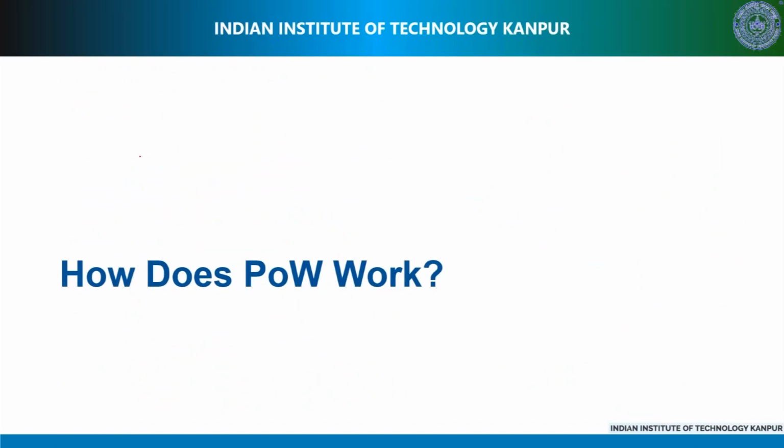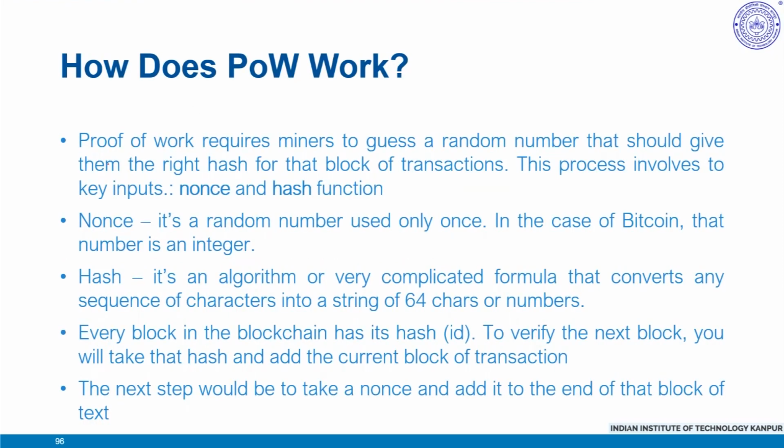In this video, we'll discuss the proof of work, or POW, consensus mechanism. To begin with, proof of work requires miners to guess a random number that should give them the right hash for that particular block of transactions. This process has two key inputs: one is the nonce and the other is the hash function. A nonce is a random number used only once.